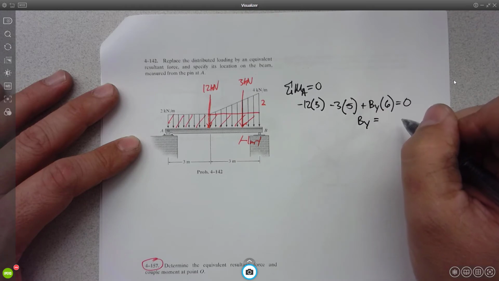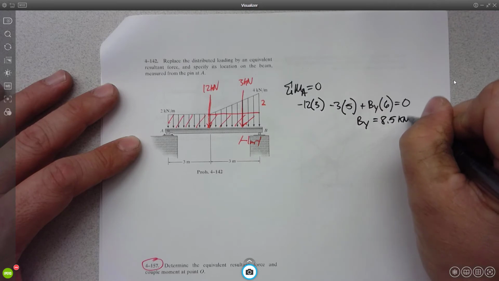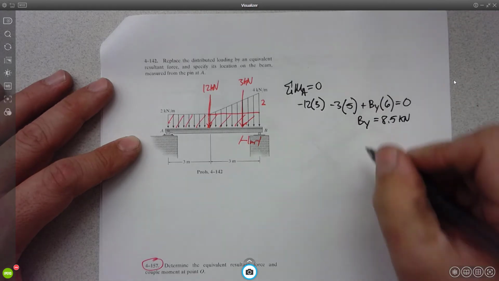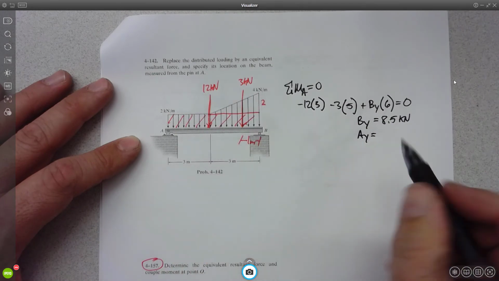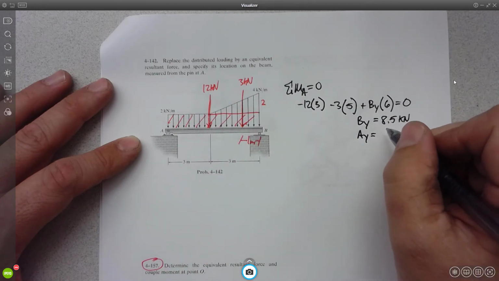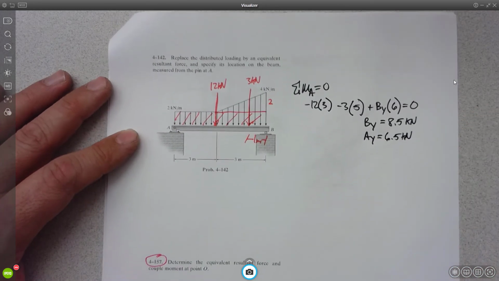All right? So then that means AY, we have 15, so this would be 6.5. Okay?